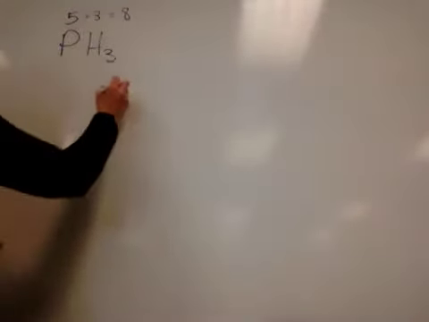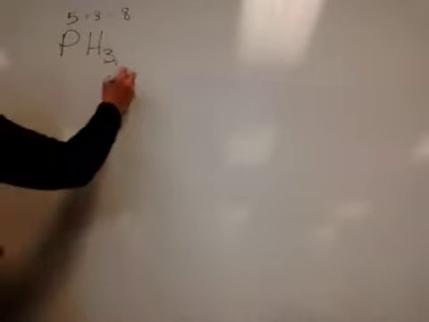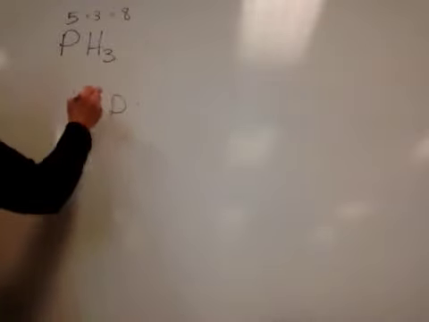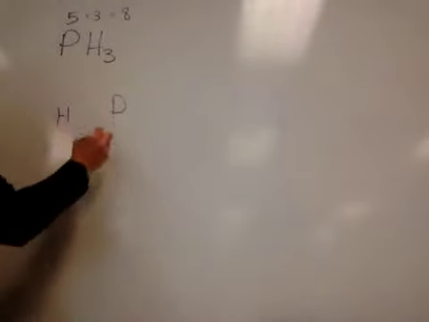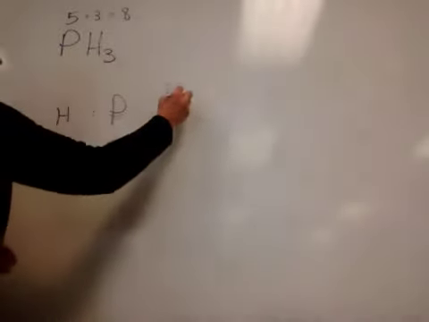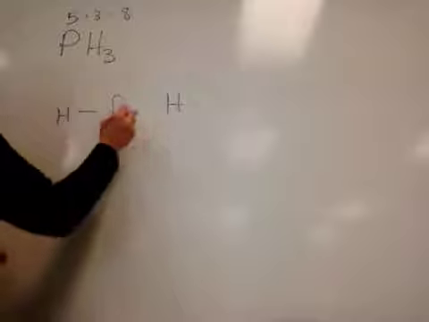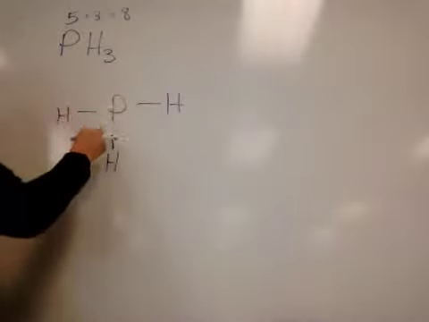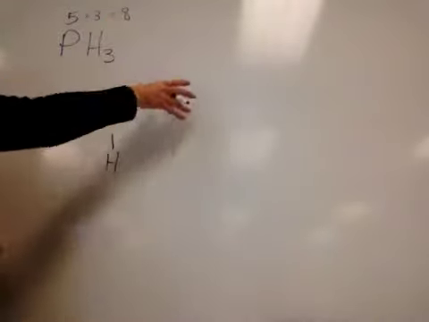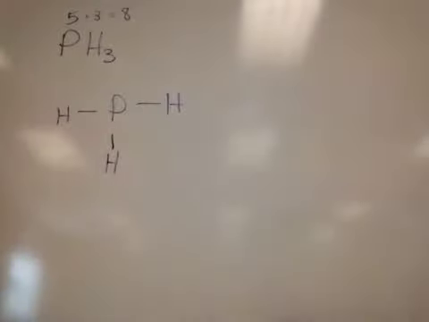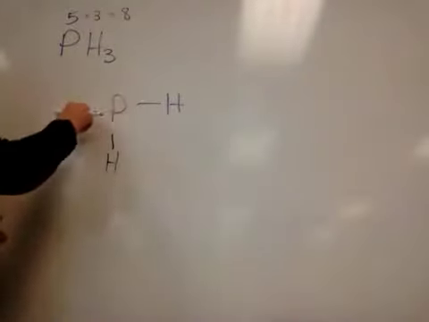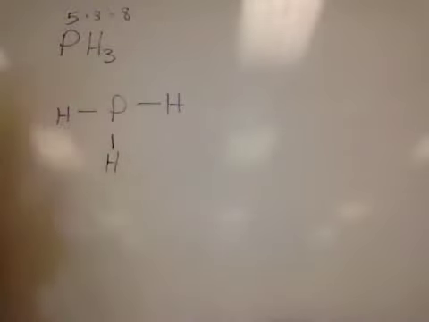I start with my phosphorus in the middle. And I will put a hydrogen here, a hydrogen here, a hydrogen here. They each have 1. That forms my bond. 2, 4, 6, 8. That's my 8 electrons. I should have that drawn correctly. So I have 1, 2, 3. I have 4 regions of density is what I call it.